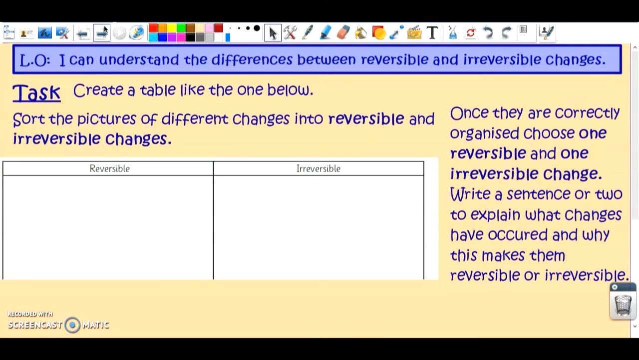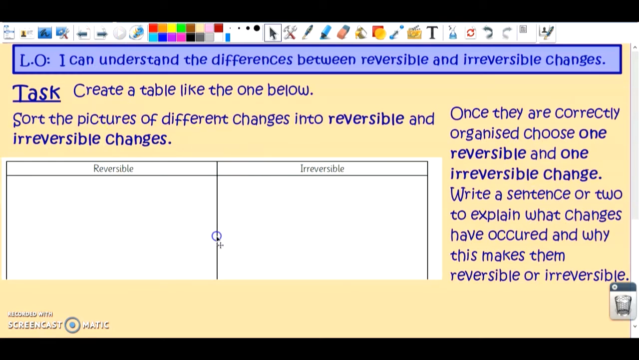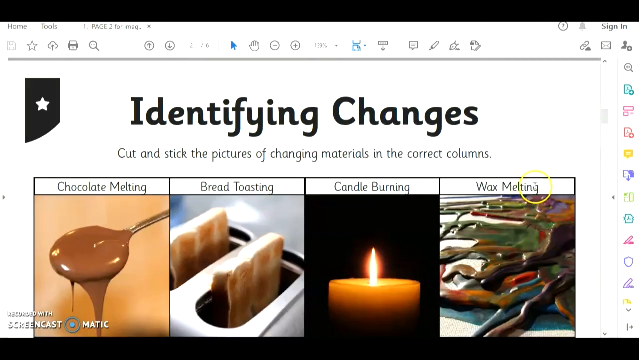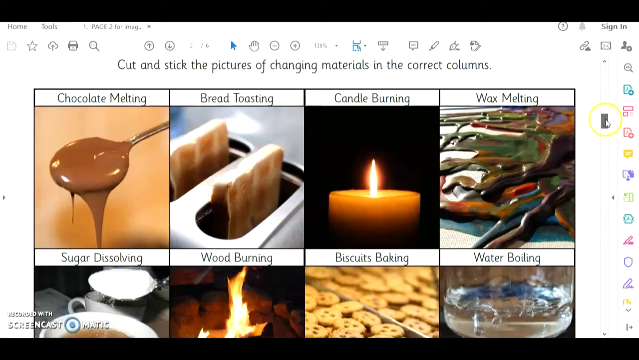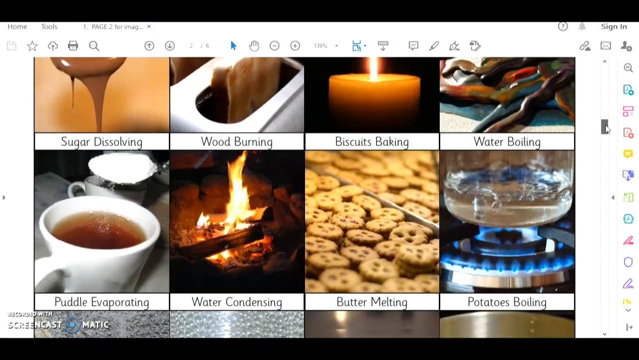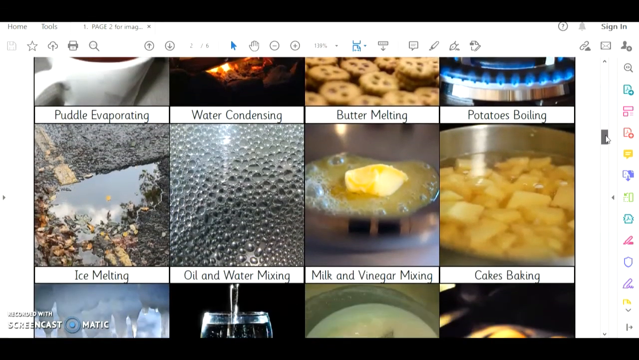Your job now then, I'd like you to have a go at making a little table like this one below, or you can print the one from the Google Drive if you'd like to. And then there are some pictures of some different changes, and I want you to make a decision if they're reversible changes or irreversible changes. Here's what the pictures look like, and again you can get this from the Google Drive. So you've got melting chocolate, toasting bread, candle burning, wax melting, and many, many more.